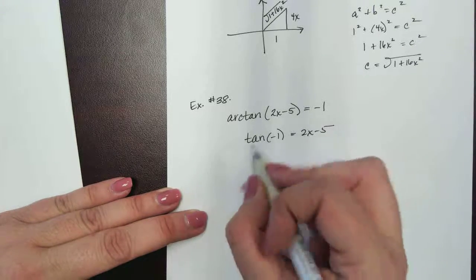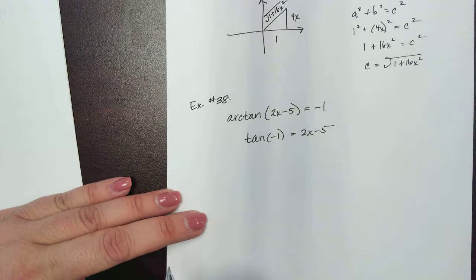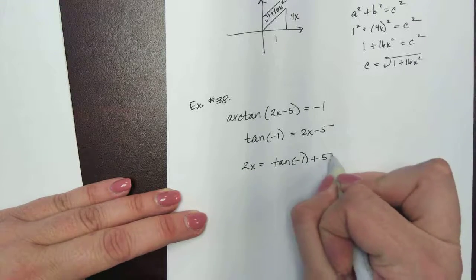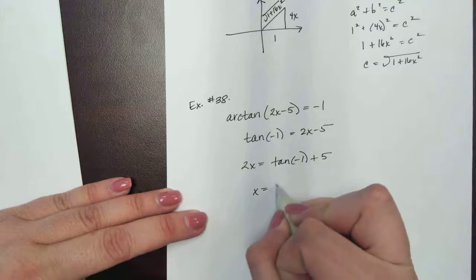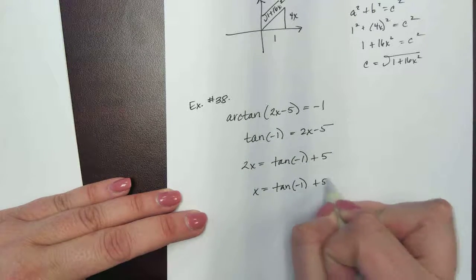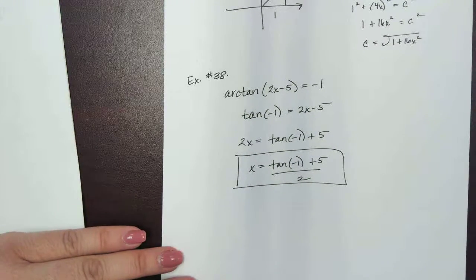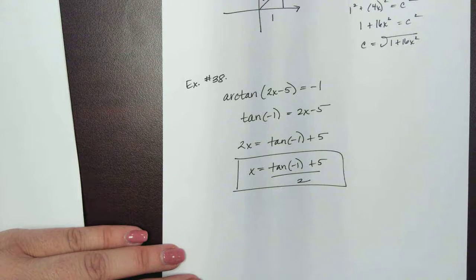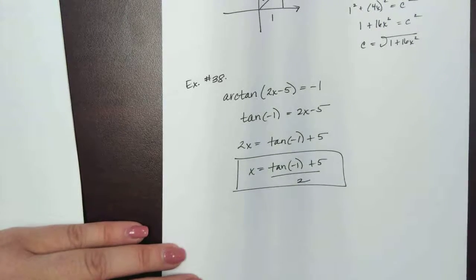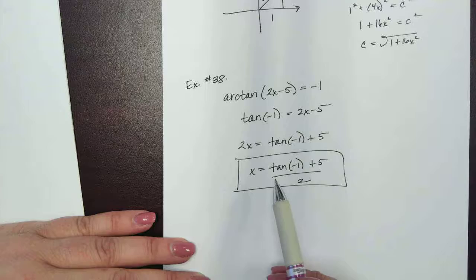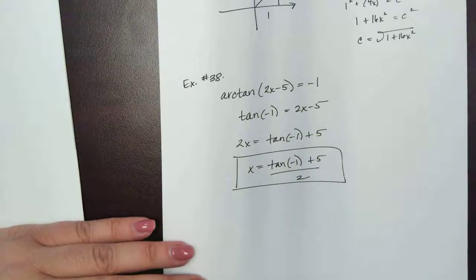So I'm solving for x. I'm going to add 5 to both sides. So I have 2x equals tangent of negative 1 plus 5, and x equals tangent of negative 1 plus 5, all over 2. That's the answer. But what's the point of doing that? Well, just plug it in your calculator and that's the actual value. We could estimate it to 3 decimal places. Same with a radical, we would leave it in radical form because that's the exact answer. This is the exact solution.